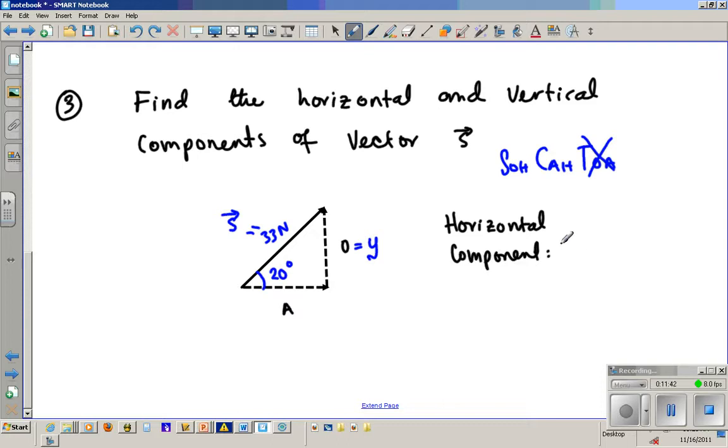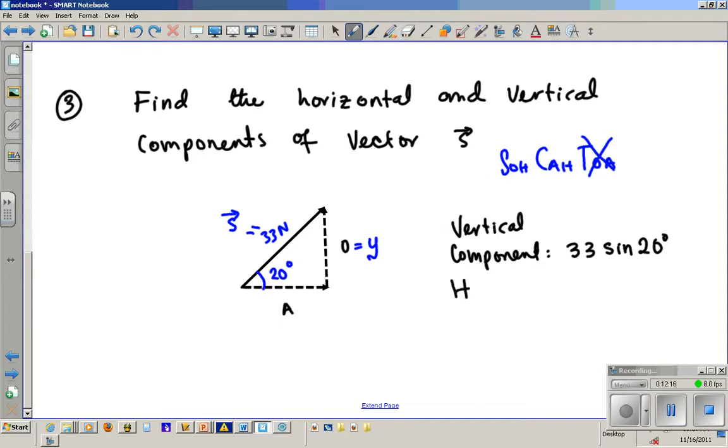So the vertical component is simply going to be 33 sine 20. Okay? Because this is the y component, and y is sine. So you just simply go, the vector times sine of the angle will give you this component right here. Okay, remember always from SOHCAHTOA, so this is how that works. To find the, oh, I got it confused. This is the vertical component. Vertical component.